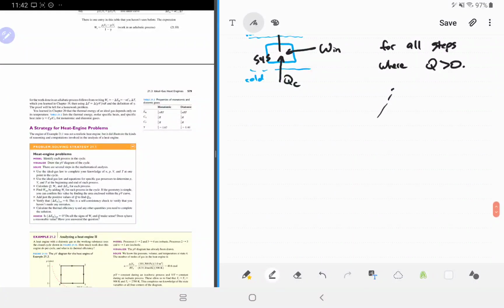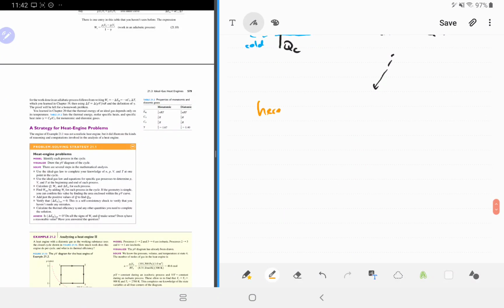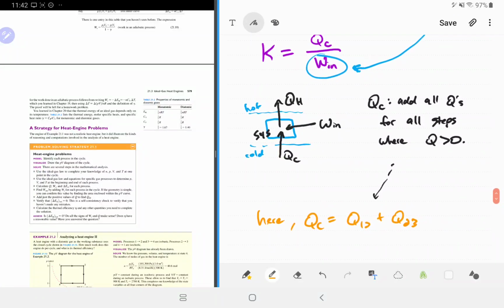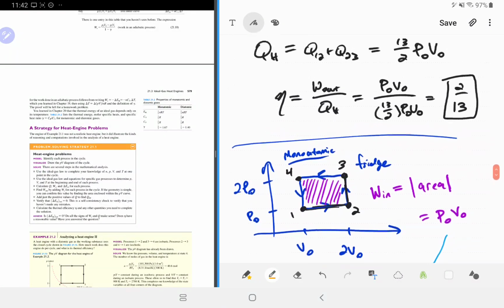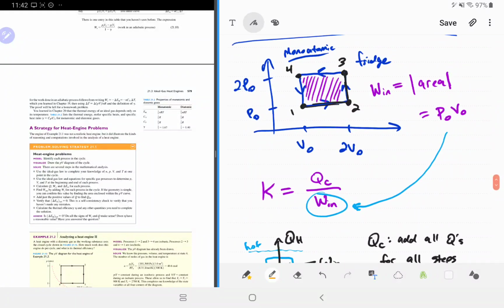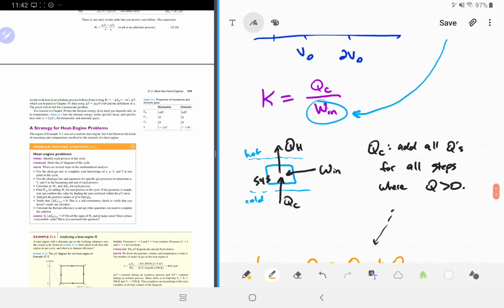So here, in this problem, QC is equal to Q12 plus Q23. But remember, those numbers are labeled differently than when we were doing the engine case. So it's again when the Q's are positive, but it's a very different interpretation. These are at the lower temperature. This is heat flowing in from the cold temperature reservoir.